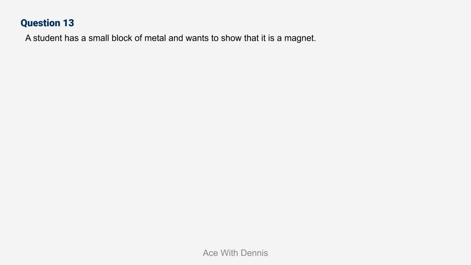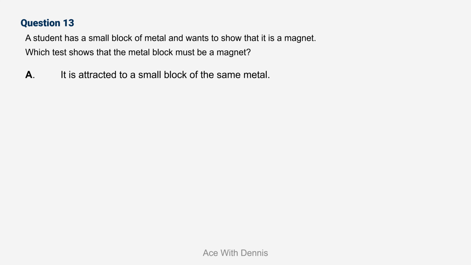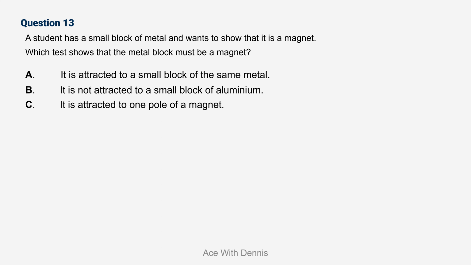Question 13. A student has a small block of metal and wants to show that it is a magnet. Which test shows that the metal block must be a magnet? A. It is attracted to a small block of the same metal. B. It is not attracted to a small block of aluminium. C. It is attracted to one pole of a magnet. D. It is repelled by one pole of a magnet.